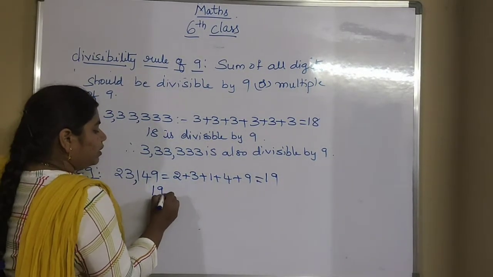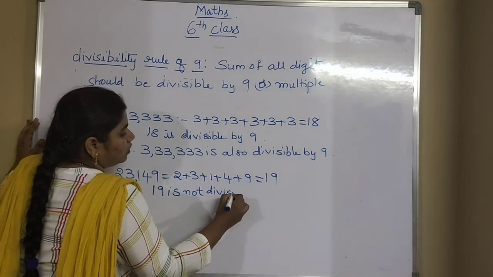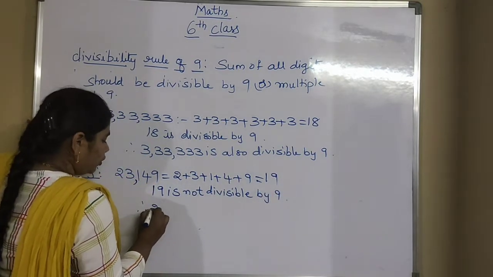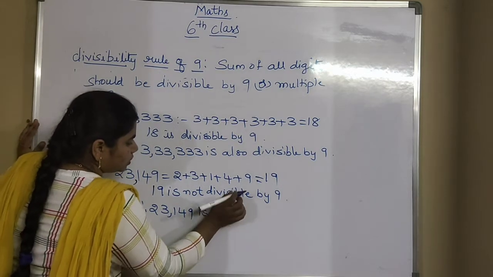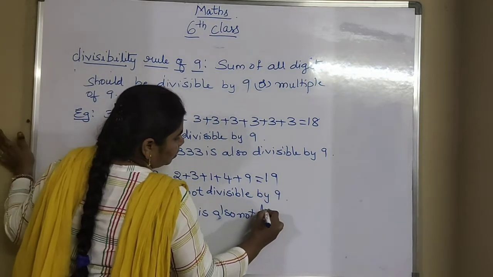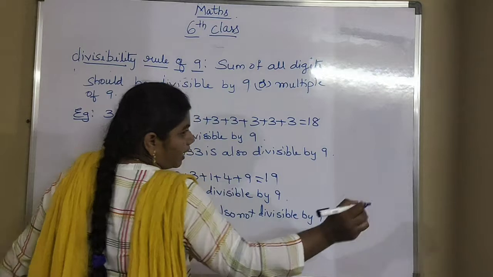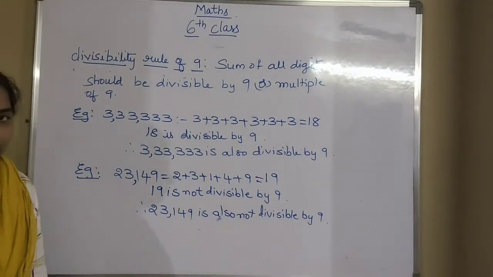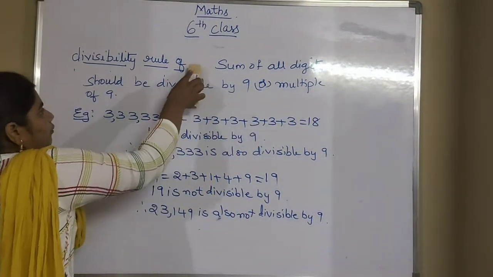So we can write here 19 is not divisible by 9. Therefore 23,149 is also not divisible by 9. So this is the divisibility rule of 9. Now coming to the next divisibility rule, that is 10. So what is the divisibility rule of 10, we will see.